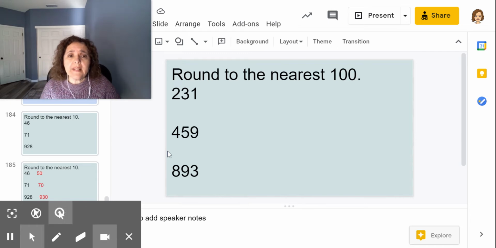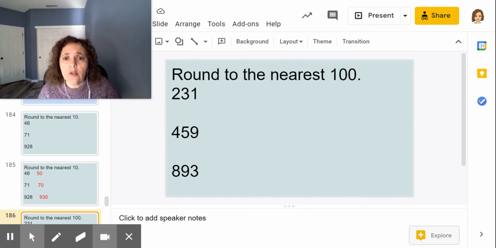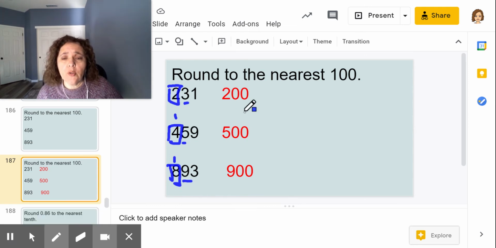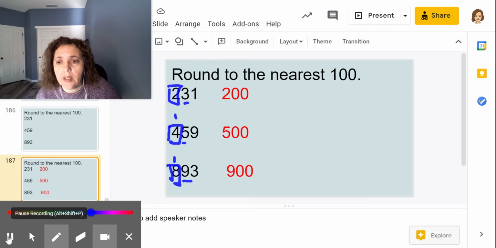Okay, so now round these numbers to the nearest 100. 231, 459, 893, and then come back to me. Okay, so 231 turns into 200. The 2 is in the hundreds place, I boxed it in. Look at the 3. The 3 tells me to round down. It becomes 200. 459. The 4 is in the hundreds place. I look at the 5. The 5 tells me to round up, so I add 1 more, and that becomes 500. The 893. The 8's in the hundreds. I look at the 9. The 9 tells me to add 1 more because it's 5, 6, 7, 8, or 9. 8 plus 1 is 9. It becomes 900. Okay, just a quick review.